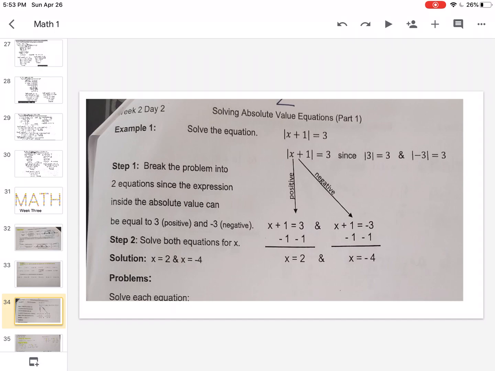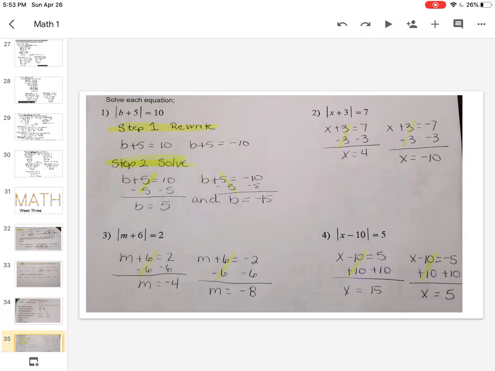So you look at x + 1 = 3. You're going to subtract 1 from both sides. The ones will cancel out. Bring your x down. 3 minus 1 is 2. And do the same thing for the other side. The only difference is -3 minus 1 is -4. Okay?